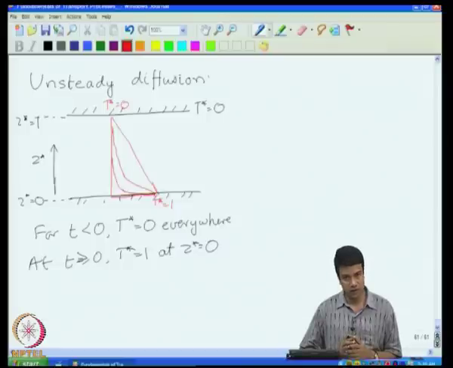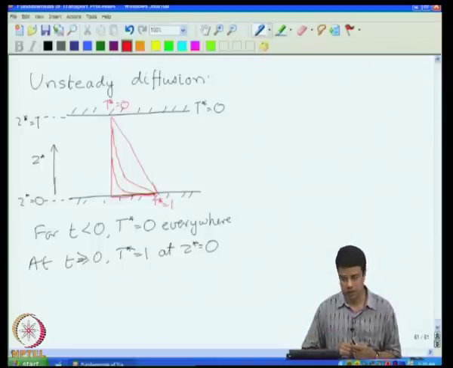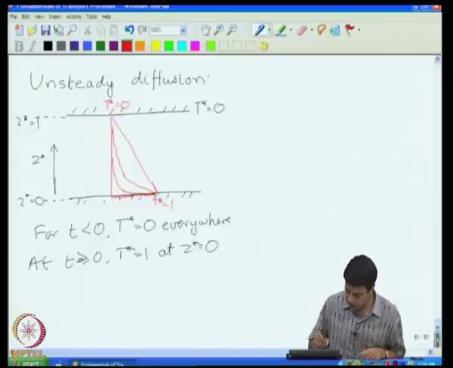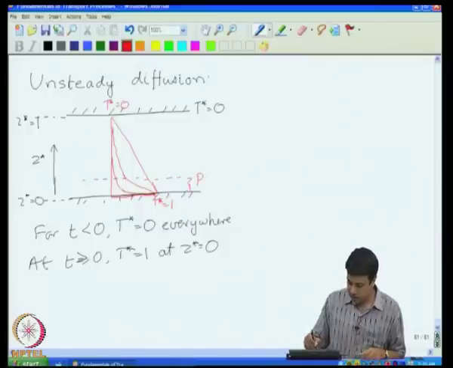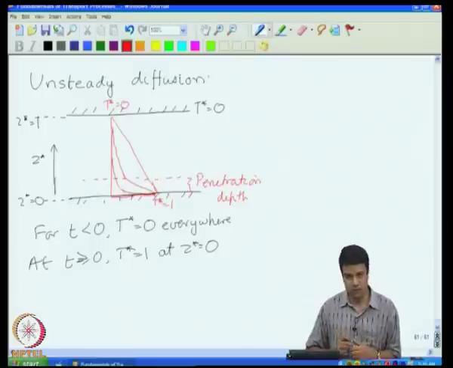look at the very early instance of time, when the temperature disturbance due to the bottom plate has not yet gone far into the fluid. So, if the temperature disturbance at the bottom plate, generated by instantaneously increasing the temperature of the bottom plate, has not gone very far up, then this disturbance is going to be restricted to what is called a penetration depth, which is small compared to the total height.